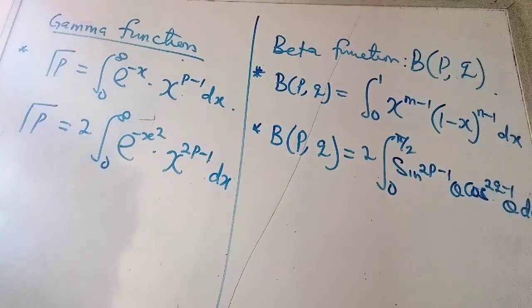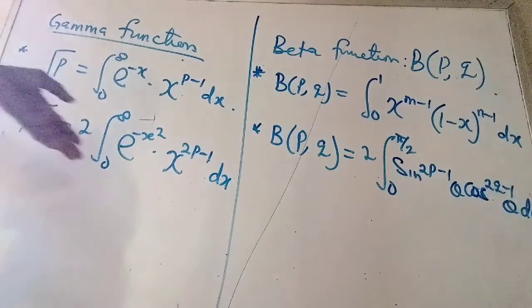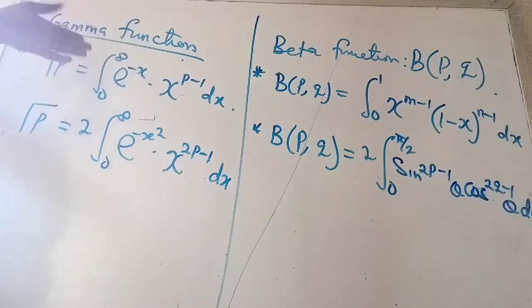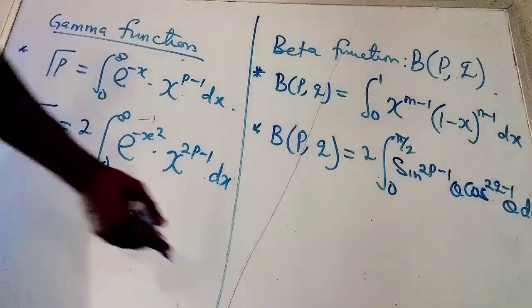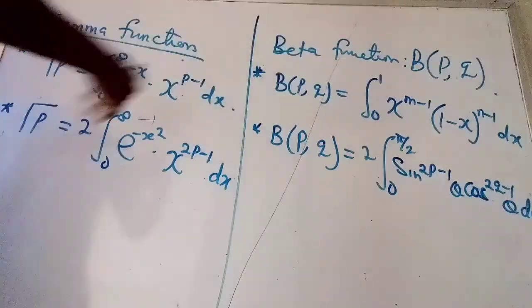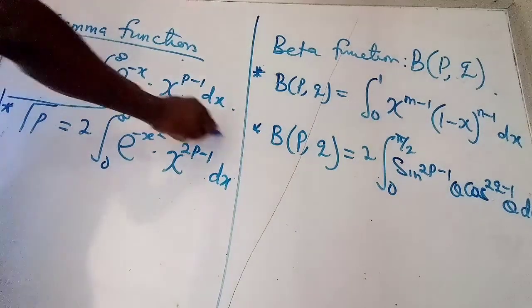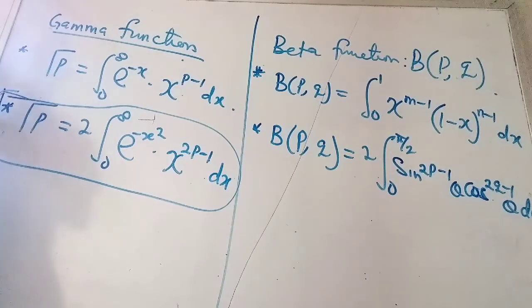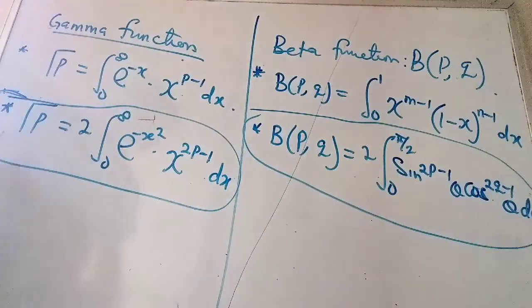Now, first and foremost, we need to understand that we have two different forms of gamma function and beta function, which are written on the board. These are the two forms of gamma function, and these are the two forms of beta function. In order to prove the relationship between beta and gamma functions, we need this form of gamma, and we need this form of beta function. We shall also be employing the rules of double integrals in solving this problem.